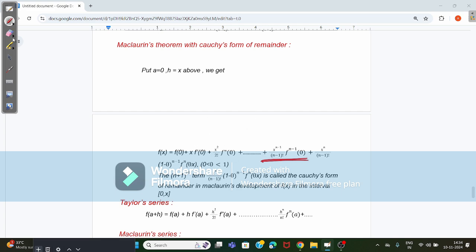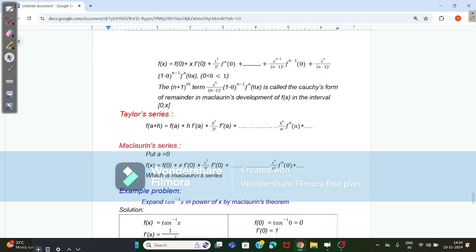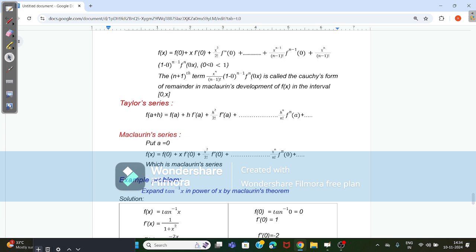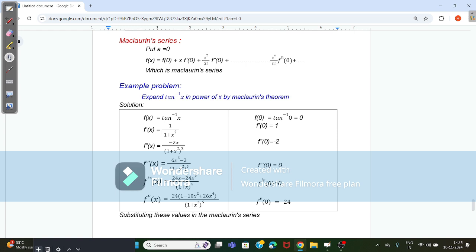Okay, now comes the Taylor series. f of a plus h is equal to f of a plus h into f dash of a plus h square by 2 factorial f double dash of a plus, and so on, plus h power n by n factorial f n dash of a. Okay, now in this put a equal to 0 and h equal to x. So what you will get is f of x equals f of 0 plus x into f dash of 0 plus x square by 2 factorial f double dash of 0 and so on. Example: expand tan inverse x in the form of Maclaurin theorem.